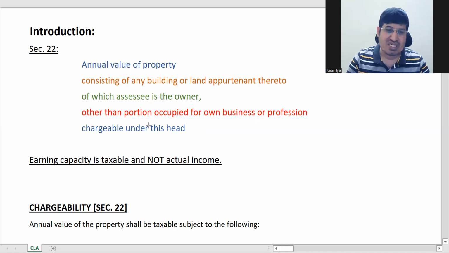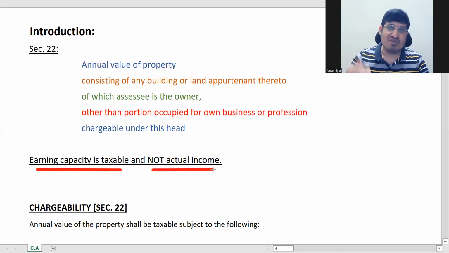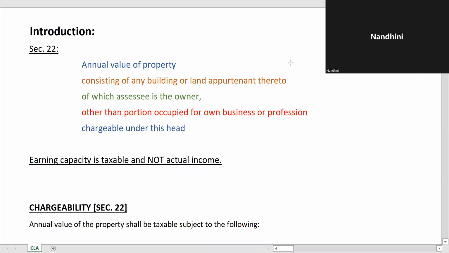These are the main points. And here, in the last point, we have seen that earning capacity is taxable, okay, and not actual income. Actual income is one of the feeders, but you've got 3-4 things, and out of that you find out your income from house property. So basically you are seeing the earning capacity, not what you have actually received.